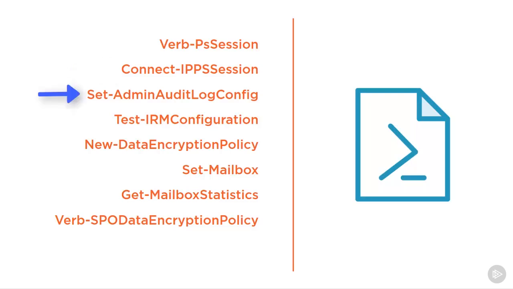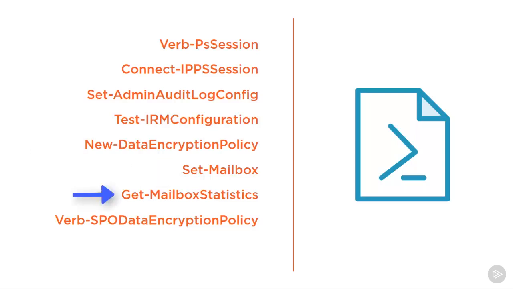In addition to that, we also have the option to use Set-AdminAuditLogConfig. This can be enabled or disabled for your audit log searches. We can use Test-IRMConfiguration to be sure your OME capabilities are configured correctly. We have New-DataEncryptionPolicy, which is used to create new DEPs. We talked about the OMEs and the DEPs just previously. We can use the Set-Mailbox cmdlet to assign a DEP to a user's mailbox.